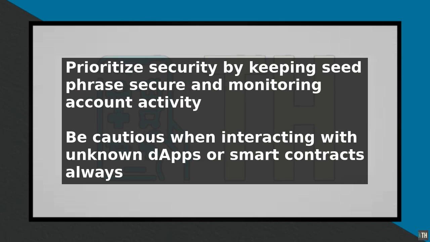Best practices for using Crypto.com on-chain include keeping your seed phrase secure, monitoring your account activity regularly, and being cautious when interacting with unknown dApps or smart contracts.